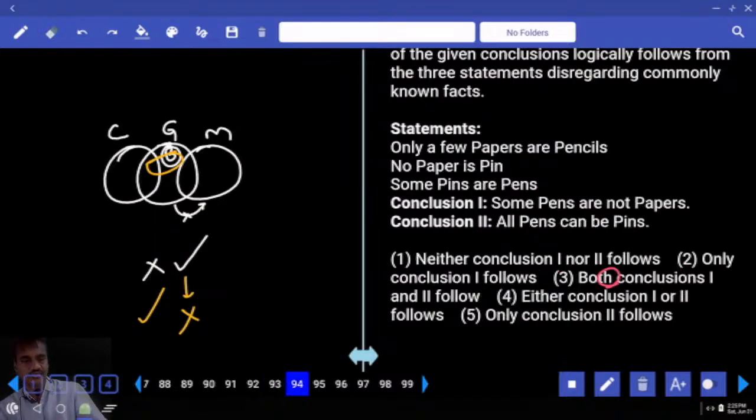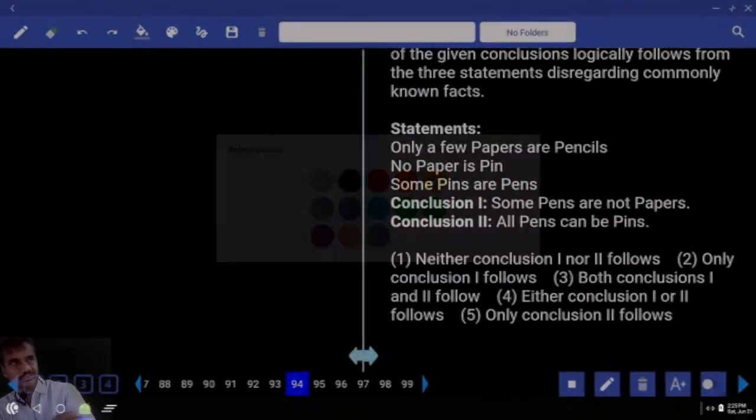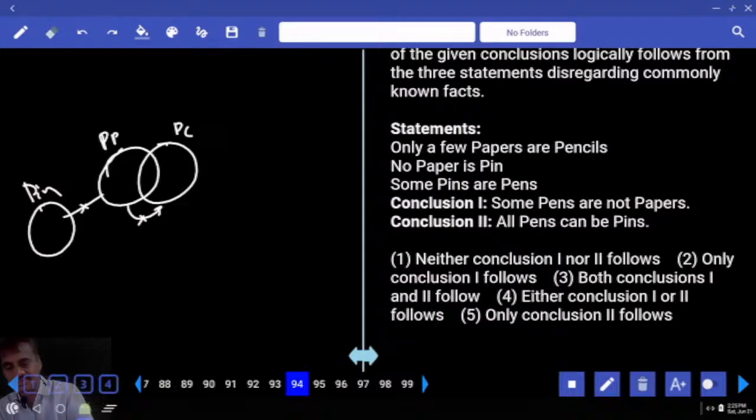The next one, 94. Only a few papers are pencils. Only some of the papers are pencils, but not all. Some papers are pencils, but not all. The entire paper cannot be part of pencil. No paper is pen. No intersection between paper and a pen. And next one, some pins are pens. Now these are the pins that are pens. Then some pens are not papers. That is definitely true.